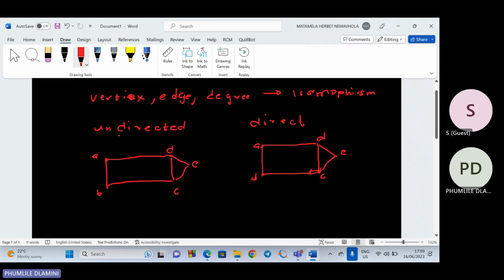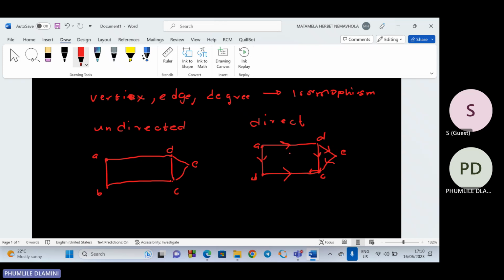So this is a directed graph, and the other one is an undirected graph. The directed graph will have arrows. You'll find an arrow on this line here, maybe an arrow here, an arrow this way, and another one this side. So this is a directed graph. An undirected graph does not have an arrow at all.